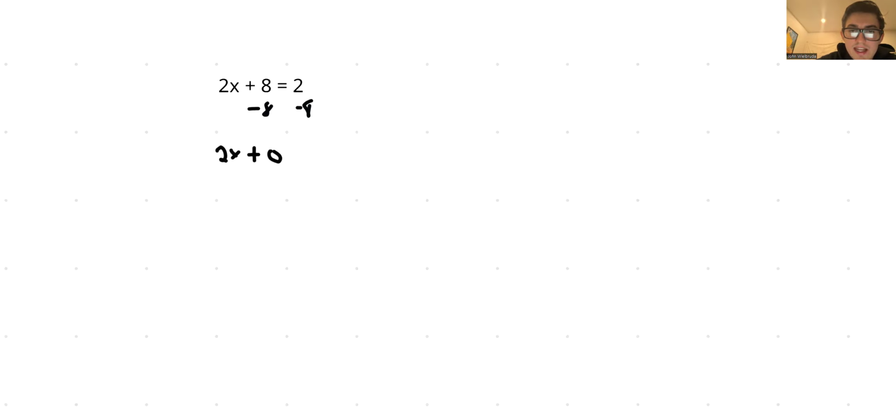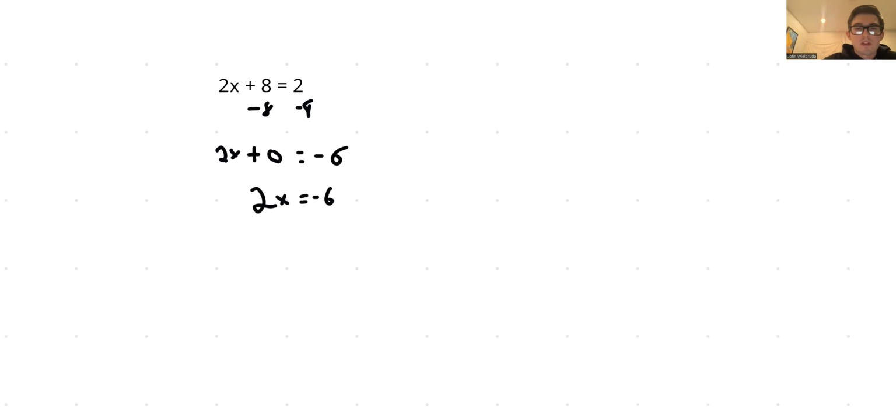Don't let the fact that this is a negative trip you up at all. We do the same thing. Let me rewrite that. So 2x plus 0, and anything plus 0 is just itself. So we have 2x equals -6. So we've collected like terms. We have everything without a variable right here, and everything attached to the variable right here. And so now we've assessed, we've collected our terms, and now we want to eliminate.